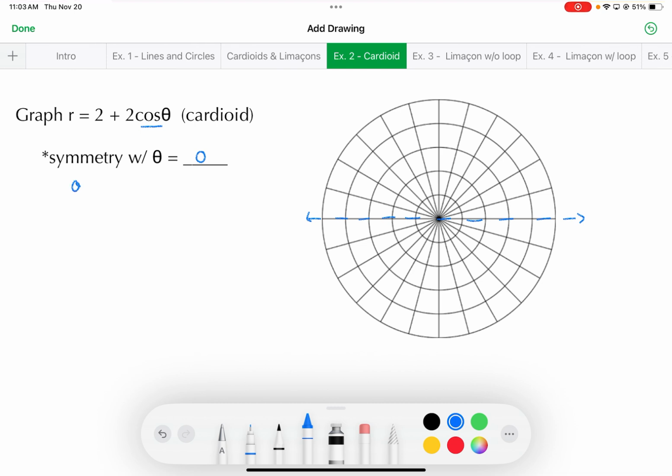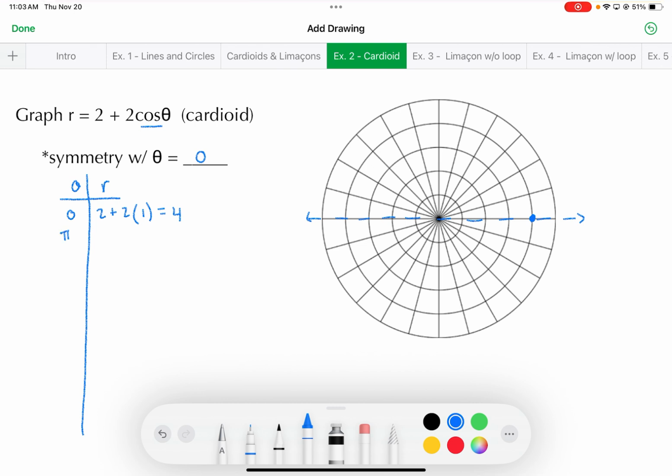Okay, and then I'm just going to make a big long table of values here and plug some different angles in for theta. Okay, I'm going to start with 0. So that would be 2 plus 2 times cosine of 0, which is 1. 2 plus 2 times 1 is going to give me 4. So that would plot right there.